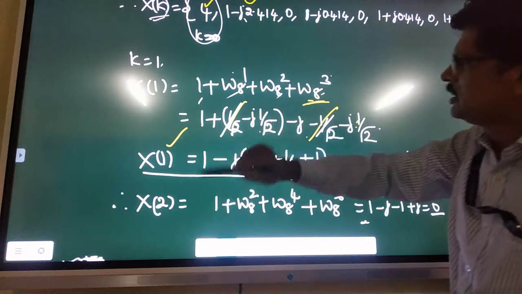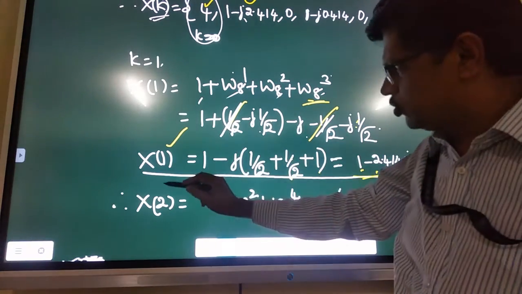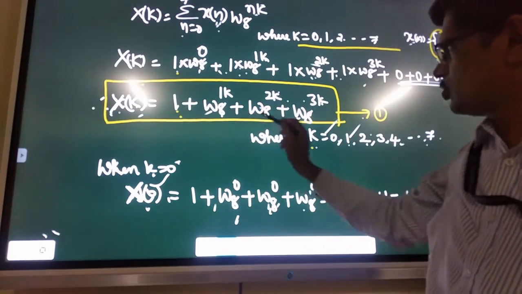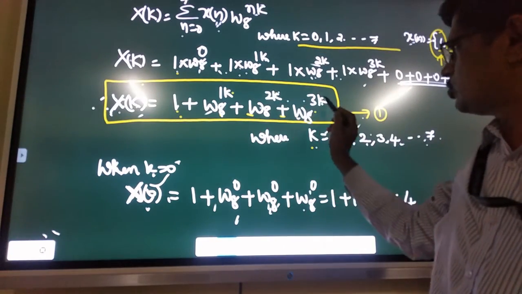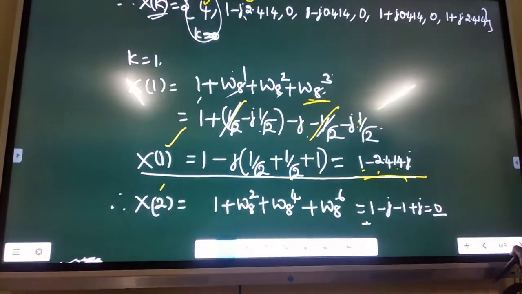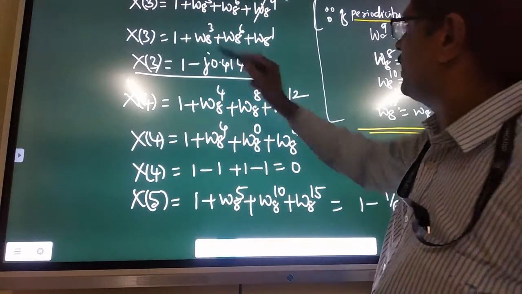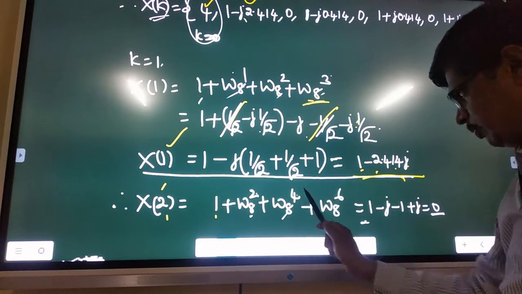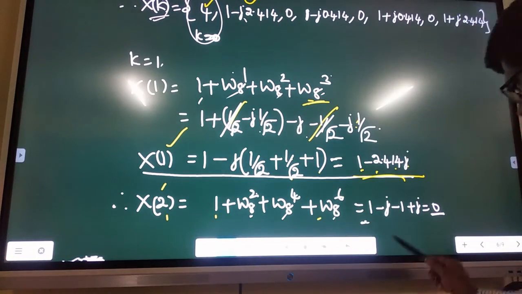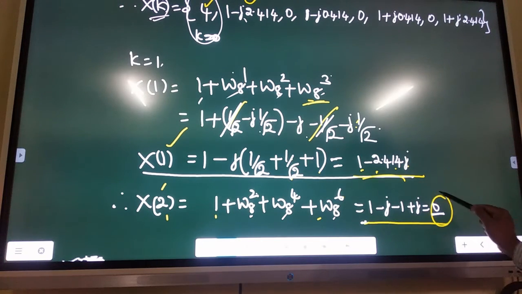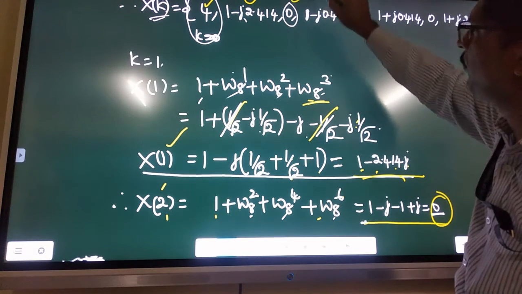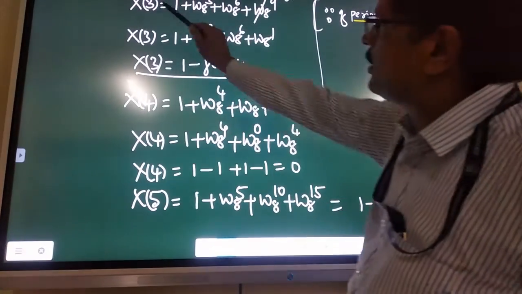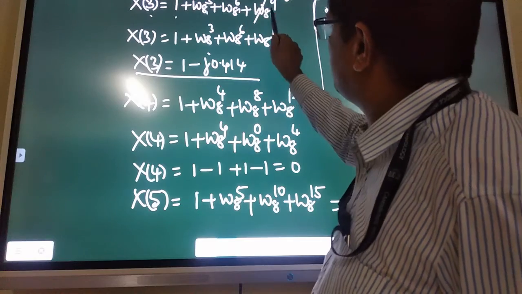First sample is already over. Similarly, k is 2. Substitute. K is 2 here. Then substitute here, k2, k2, k2. You will get the third sample, x2, equal to 1 plus omega 8 power 2, omega 8 power 4, omega 8 power 6. Solve this, you'll get 0. That is the third sample is 0. Over. Similarly, when k is 3, 1 plus omega 8 power 3, 6, 9 you will get.